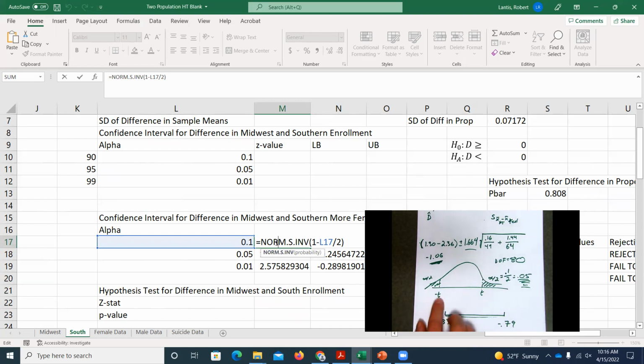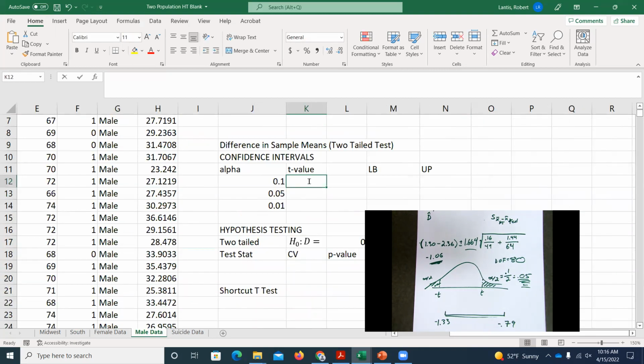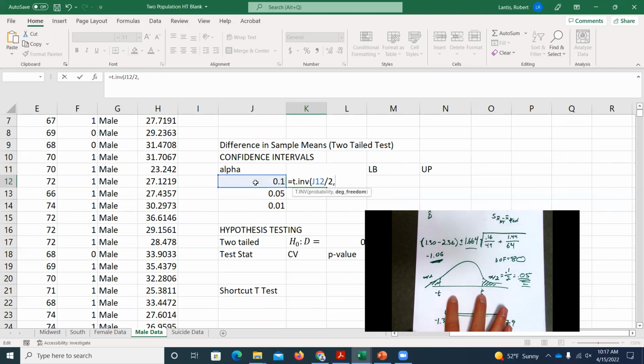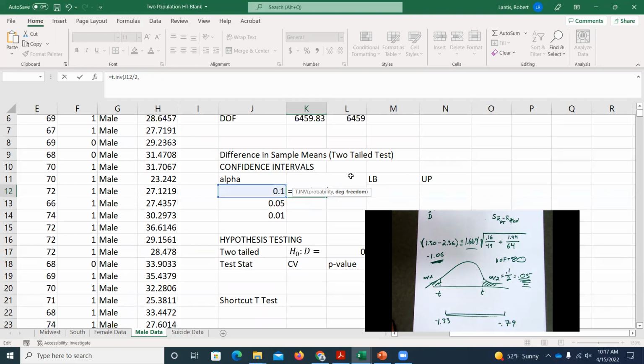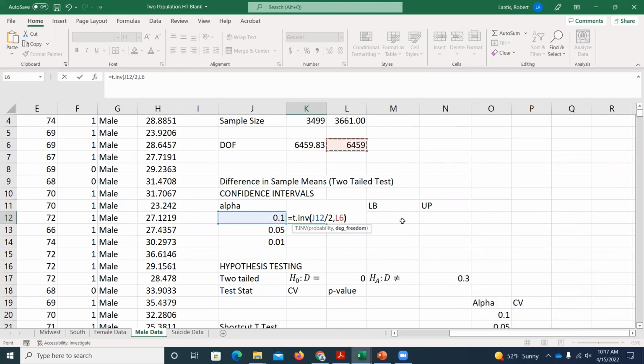The only difference is we're not using the standard normal, we're using the student t. So just like we did with some one population stuff, instead of norm.s.inv, I'm going to use the t.inv. Now I can tell it alpha divided by 2, but I forgot to tell it something. What did I forget to tell it? Oh yeah, it needs to know what student t distribution to use. So I have to tell it the degrees of freedom, which is no longer 80. That was just on the previous example. My degrees of freedom here was calculated for me up in this cell. So click on that degrees of freedom, close my parentheses.